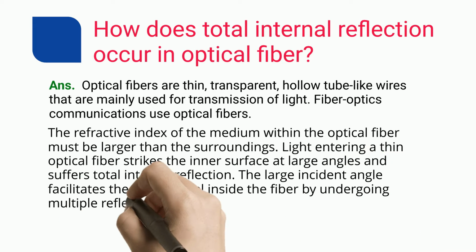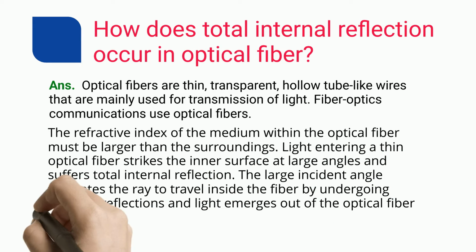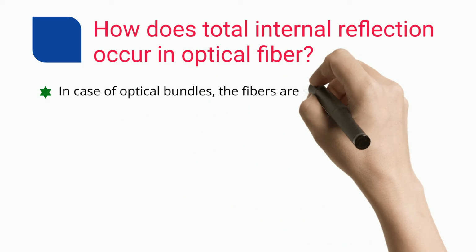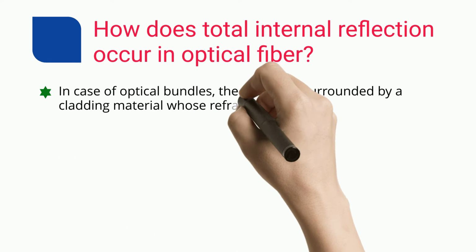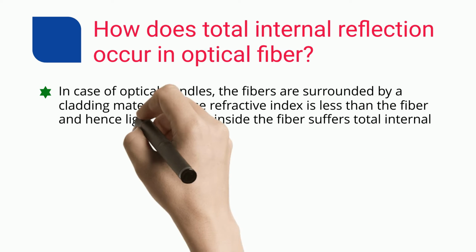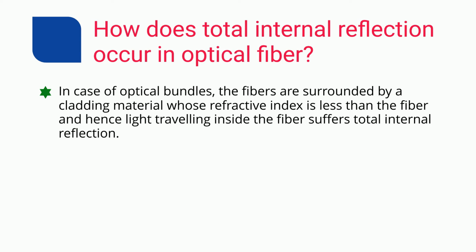The large incident angle facilitates the ray to travel inside the fiber by undergoing multiple reflections, and light emerges out of the optical fiber only at its other end. In case of optical bundles, the fibers are surrounded by a cladding material whose refractive index is less than the fiber, and hence light traveling inside the fiber suffers total internal reflection.